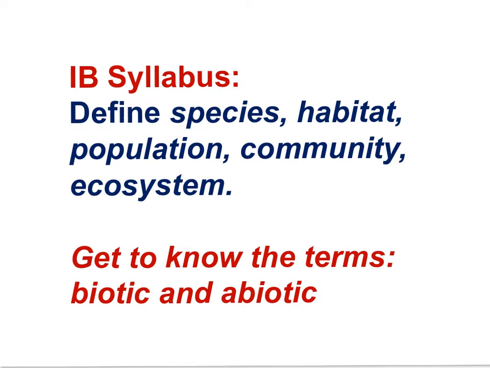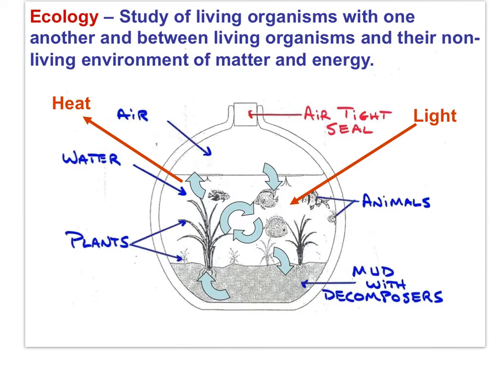Here is our first IB syllabus statement, and as promised, we have some definitions to get behind us. Define species, habitat, population, community, and ecosystem. As well, it's important for you to get to know the terms biotic, referring to things living, and abiotic, referring to things non-living. Ecology is the study of living organisms with one another and between living organisms and their non-living environment of matter and energy.